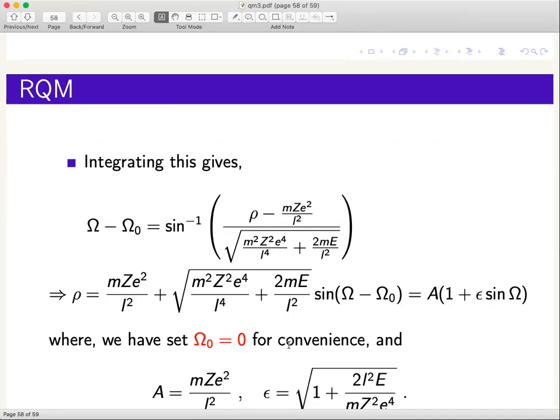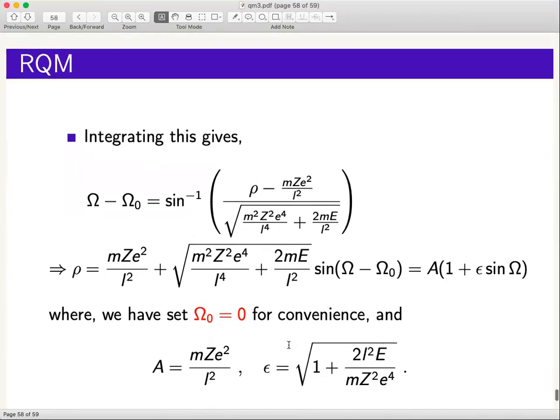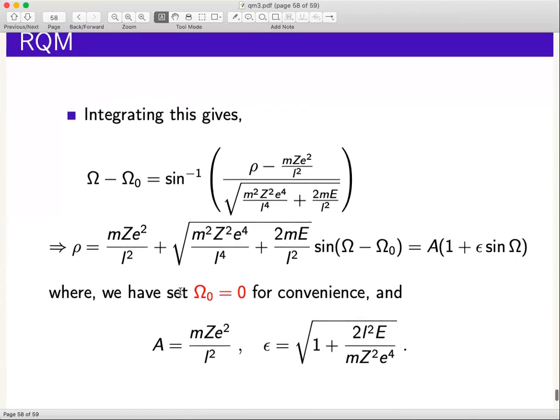So if you do that, then you can read off A to be this quantity, m z squared by L squared. And epsilon to be square root of 1 plus, so you can check this quantity. There's a common factor sitting outside, so you can take this factor outside the square root, that is the same as m z squared upon L squared outside. And then epsilon is 1 plus the inverse of this times this quantity, which is the same as 2L squared E upon m z squared e to the 4.